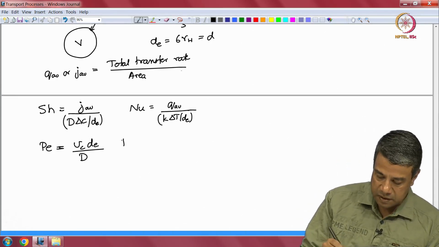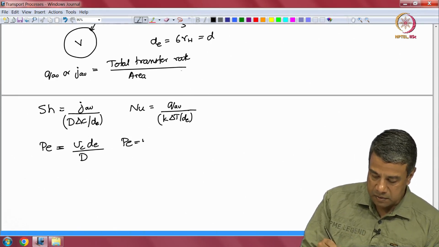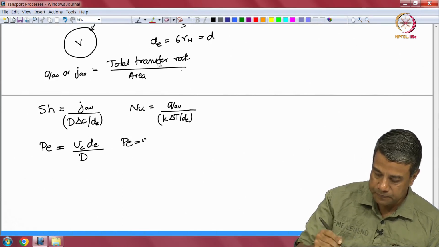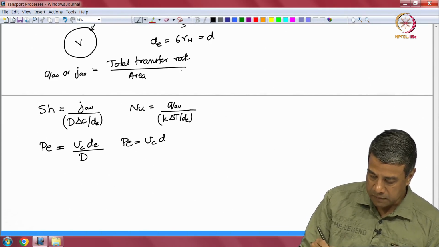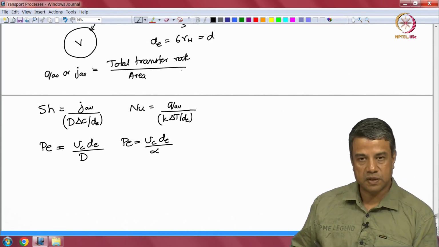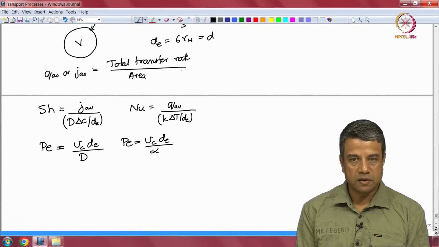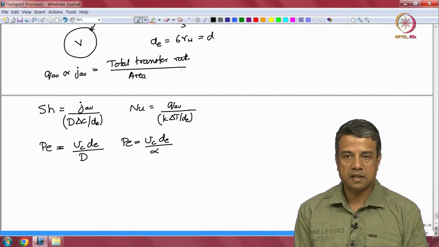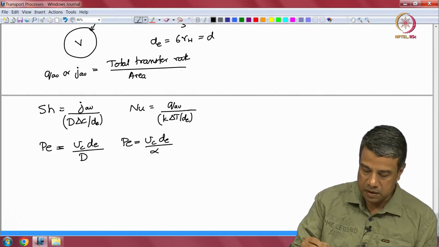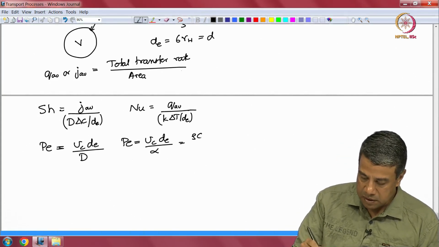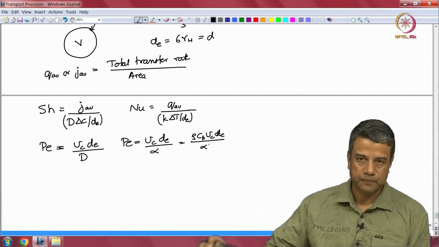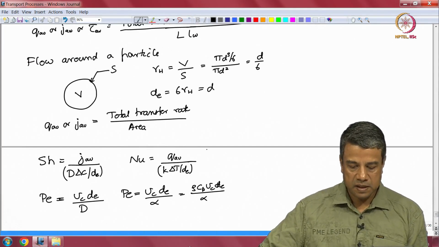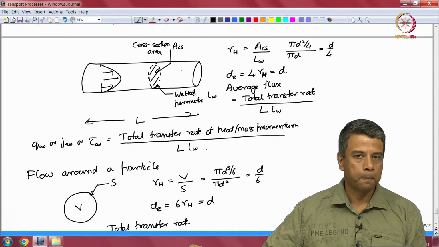For heat transfer, the Peclet number is just equal to the characteristic velocity times the equivalent diameter divided by the thermal diffusion coefficient. Recall that we had defined the thermal diffusion coefficient as K by rho Cp. So, this becomes rho Cp Vc times the characteristic diameter divided by alpha. What is the characteristic velocity?